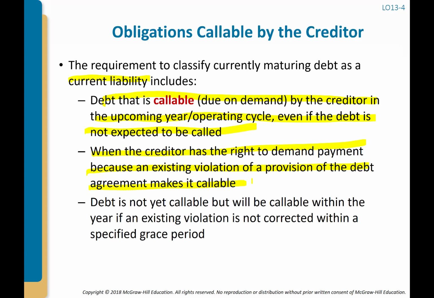That debt to equity ratio, and I'm just using that as an example, has tripped, hasn't it? And even if they haven't called the debt yet, because they can call the debt at that point, we would have to put that as a current liability, because there's a chance that they could call it, right? Okay. Then what? The debt is not callable, but will be callable within the year if an existing violation is not corrected within a specific grace period. So sometimes they may give us a little grace period, but if it's still going to go past that grace period in that next year, it has to be considered current.